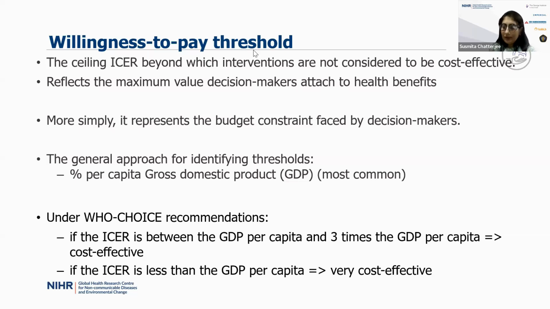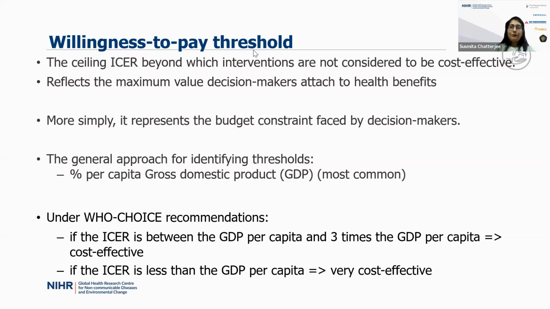Okay. So if your intervention costs $3,000 to $9,000, why $9,000? Because it is 3 times GDP per capita. If it falls between $3,000 and $9,000, you are good. It's cost effective. That's the threshold. If it is below $3,000, that means it's very cost effective. That is, it is even below GDP per capita. So it's very, very cost effective.